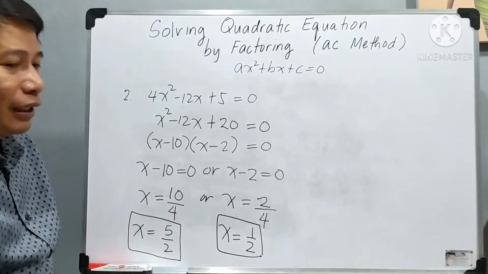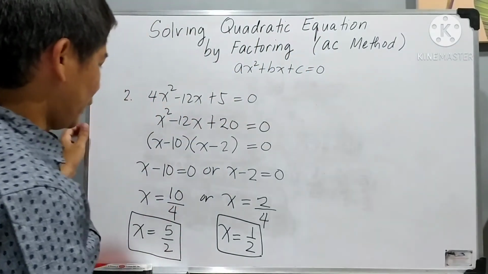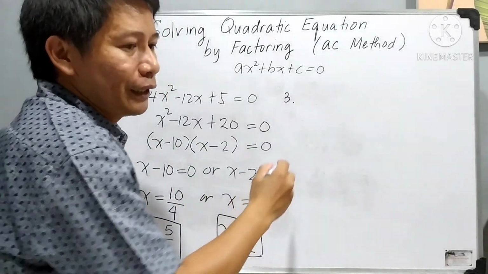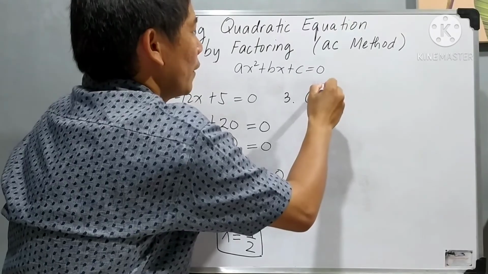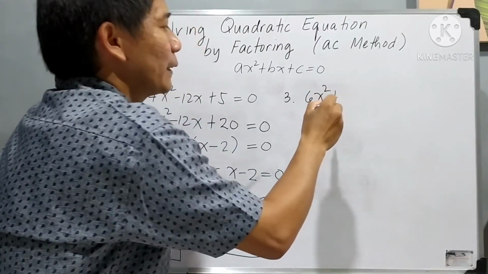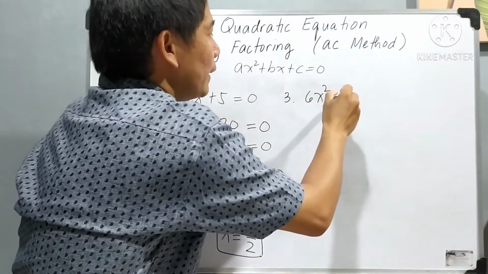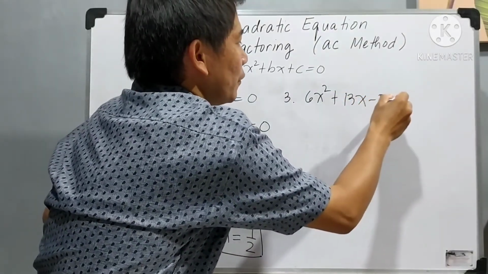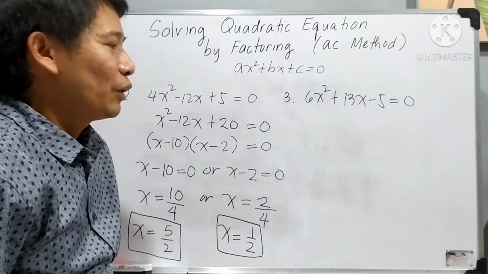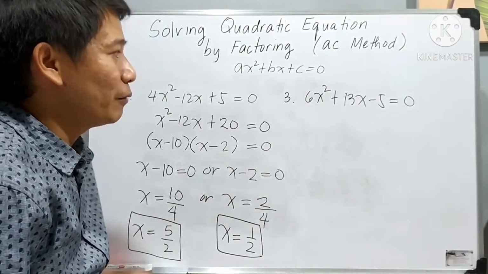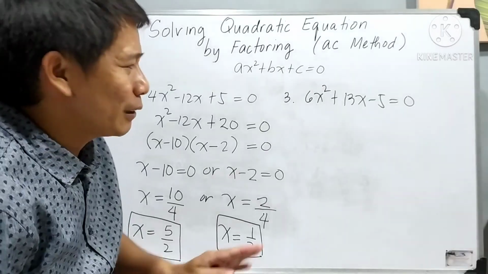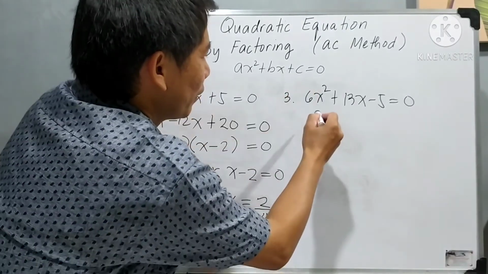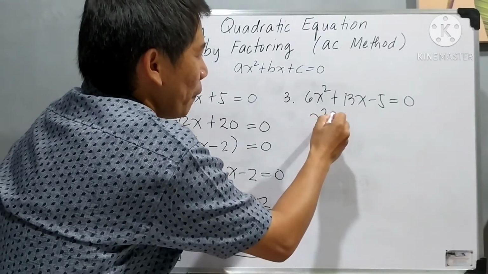Okay? So, let's have another example. Suppose we have here 6x squared plus 13x minus 5 is equal to 0. Okay, let's use again the AC method. So, ano ulit ang gagawin natin? Si 6, tatanggalin muna si a, i-rewrite. So, magiging x squared plus 13x.